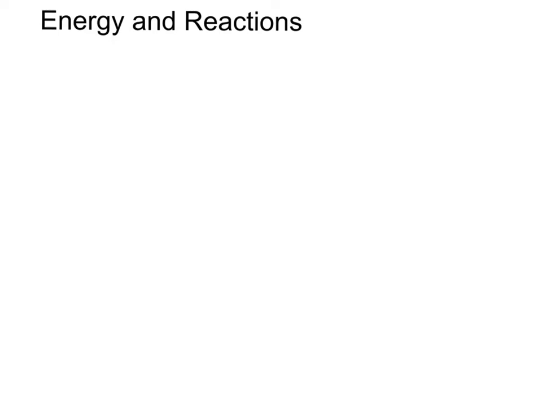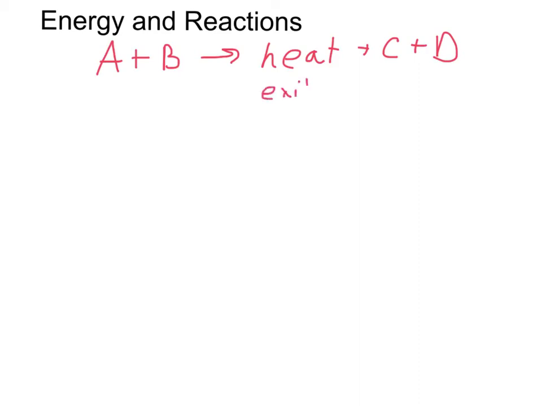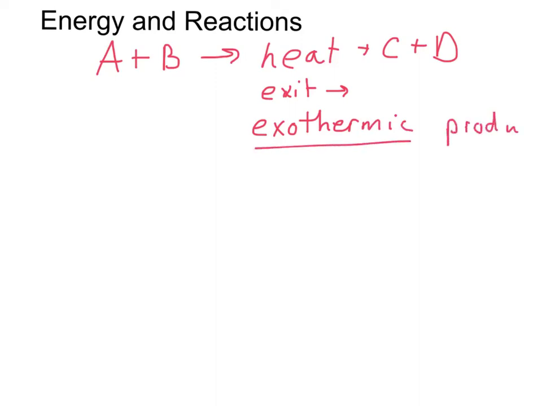Okay, so with energy and heat reaction, we're usually looking about where heat is. Is it on the reactant side or the product side? So if I have A plus B yields heat plus C plus D, you can see that heat is exiting the system. It's coming off of the system. And because of that, we get exothermic, thermic meaning heat, exo meaning exit, reaction. That's on the product side if the heat is on the product side.